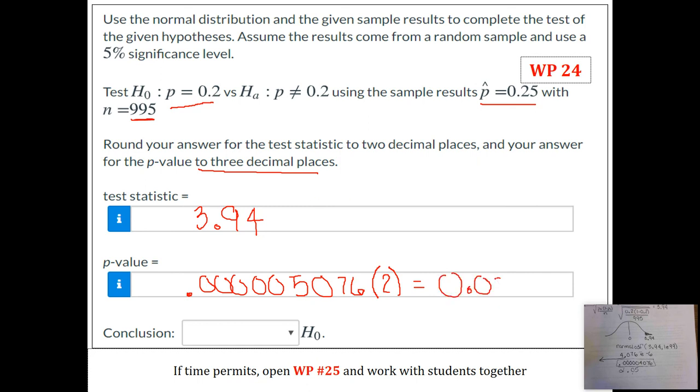A big fat 0. So what will I do? I will reject. Why will I reject? Because the p-value is very strong, or my evidence is very strong against the null hypothesis.